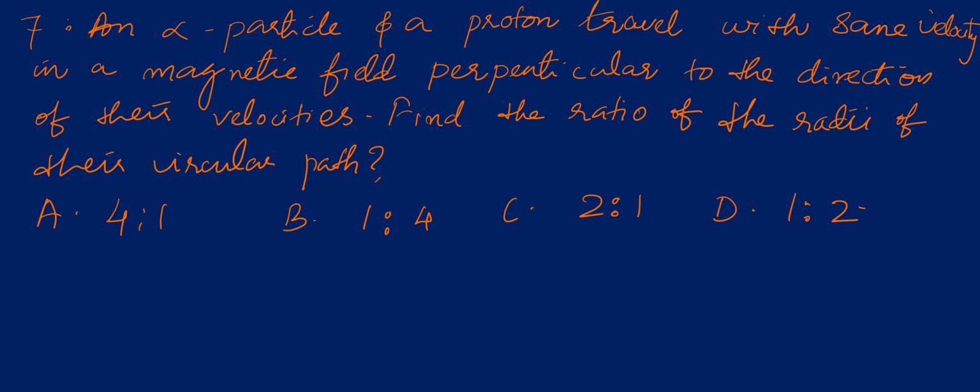An alpha particle and a proton travel with the same velocity in a magnetic field perpendicular to the direction of their velocities. Find the ratio of radii of their circular paths. We have to find out the ratio of radii of alpha particle and proton. Usually we write proton as H11 and alpha particle as He24, helium atom. So the lower number represents charge and the upper number represents mass. Here for proton plus one charge is there, for alpha particle plus two charges are there.